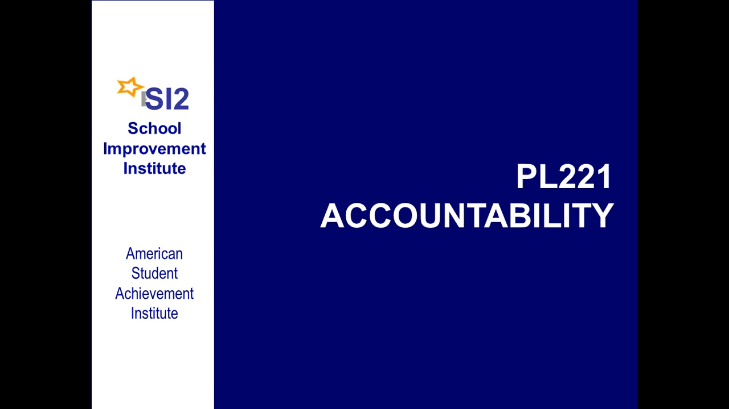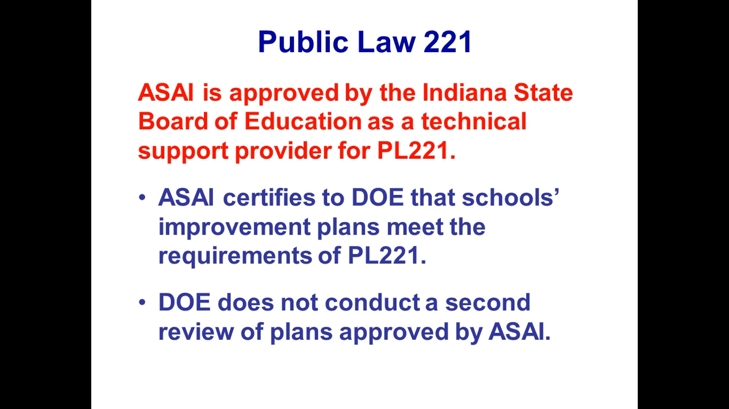Okay, in terms of PL 221, especially for our new schools, we wanted to make sure that everybody understood that ASE, our organization, is approved by the Indiana State Board of Education as a technical support provider for PL 221. And what that means is that we have the authority to certify to DOE that your school's improvement plan meets the requirements of PL 221. And any school that we certify, DOE does not conduct a second review. They don't read your plan. We send them a list in the summer of all the schools that have met all of the components of PL 221, and they take our word for it since we're approved, and then they don't do a second read.